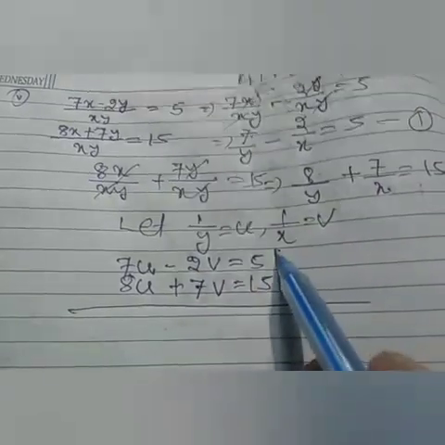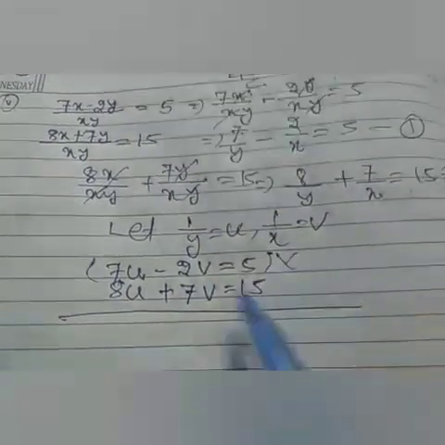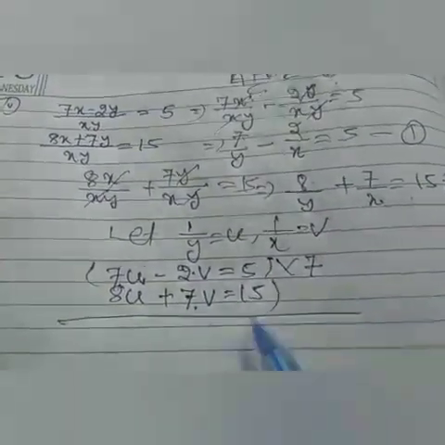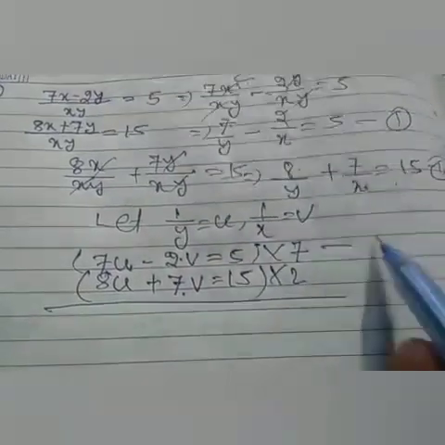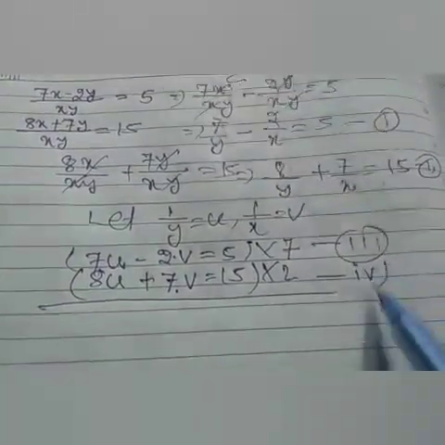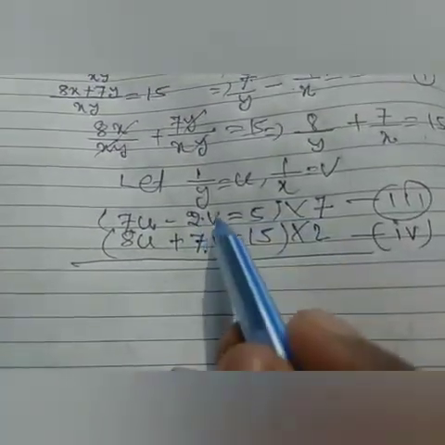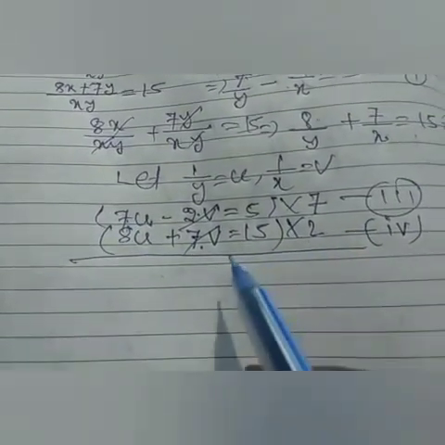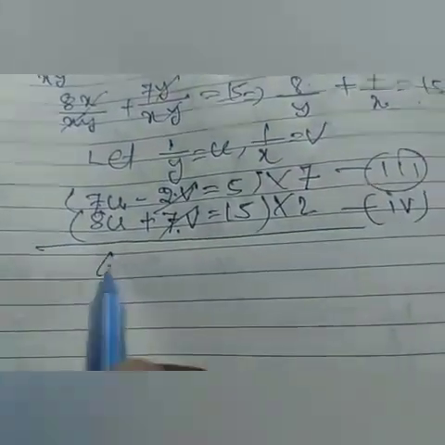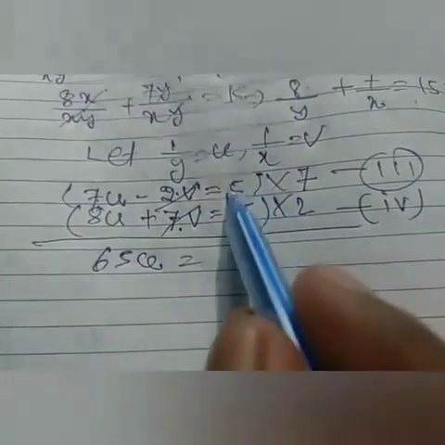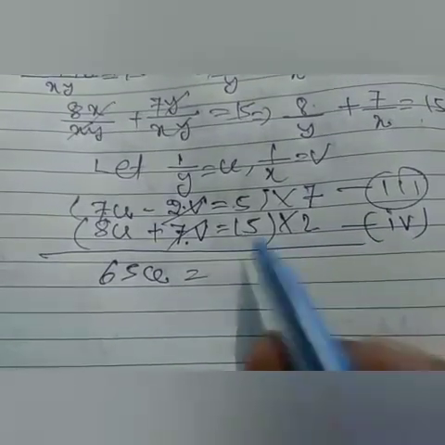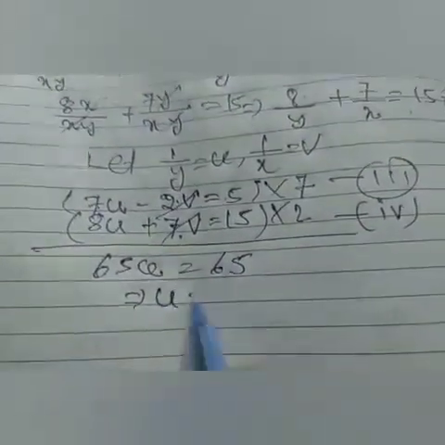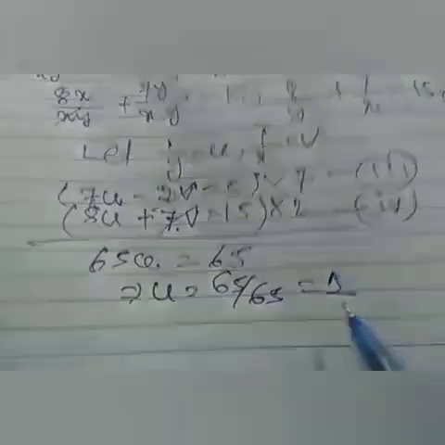if we cancel v, then we multiply 7 into 2. Here we multiply by 2, here we multiply by 7. This is equation 3 and equation 4. So 7 times 2 is 14v, 2 times 7 is 14v, they cancel. 7 times 7 is 49, 8 times 2 is 16, that is 65u equals 5 times 7 is 35, 15 times 2 is 30, 30 plus 35 is 65. u equals 65 by 65, that is 1.